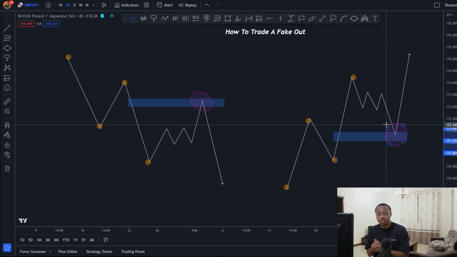So hopefully that made sense to you guys. We're going to take a look at some real life examples, which should definitely help tie things up. We'll start with pound yen, and then we'll work our way through pound USD and AUD CAD.